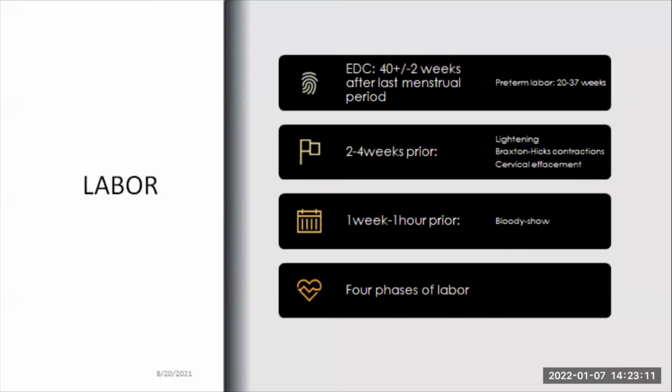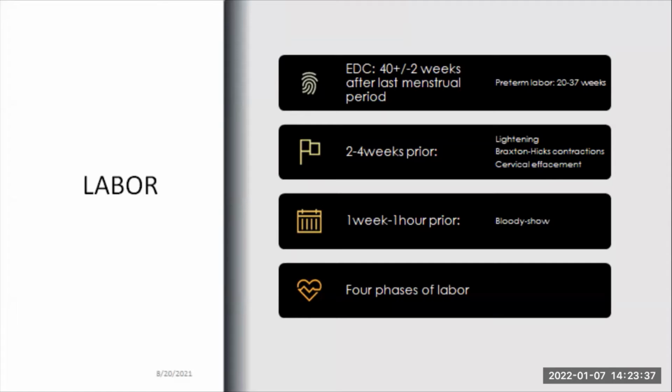So, labor begins at the end of 40 weeks gestation. That is the normal expectation. Sometimes it comes at 38 weeks. Otherwise, anything below that will be considered premature labor. But from 38 weeks to 40 weeks, we are expecting an onset of labor.